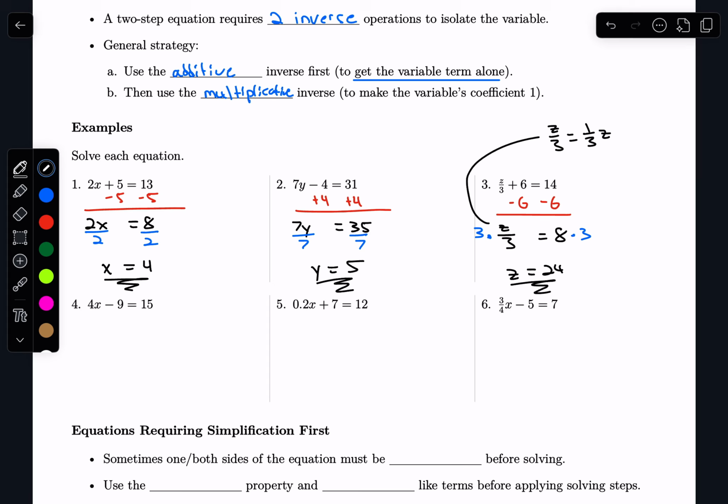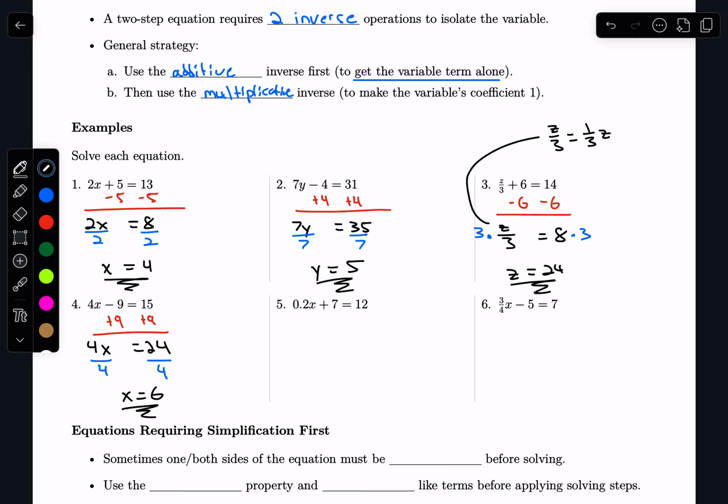All right, number 4, we have 4x minus 9 equals 15. Additive inverse first. I'm going to add 9 to both sides, which is going to leave me with 4x plus nothing, so I don't write anything, equals 15 plus 9, which is 24. And then the multiplicative inverse will make my coefficient of x 1. So this leaves me with x is equal to 6 on the other side. And again, always think about plugging these back in, making sure you're doing them right.